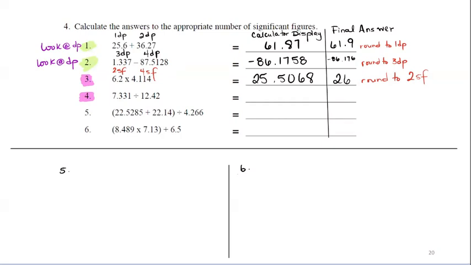In the next one, we are dividing: 7.331 divided by 12.42. My calculator display, this one is really long. I'm going to write it in.